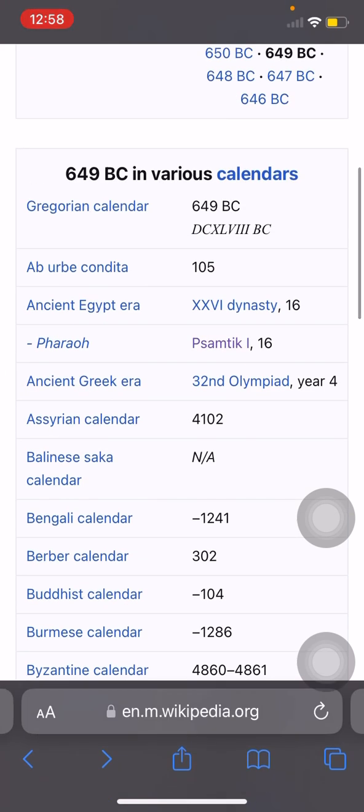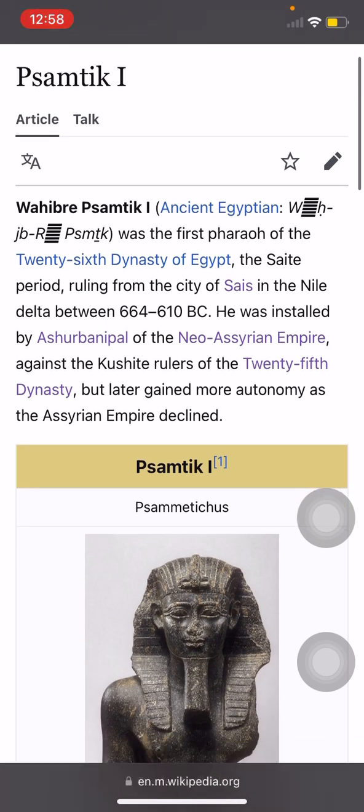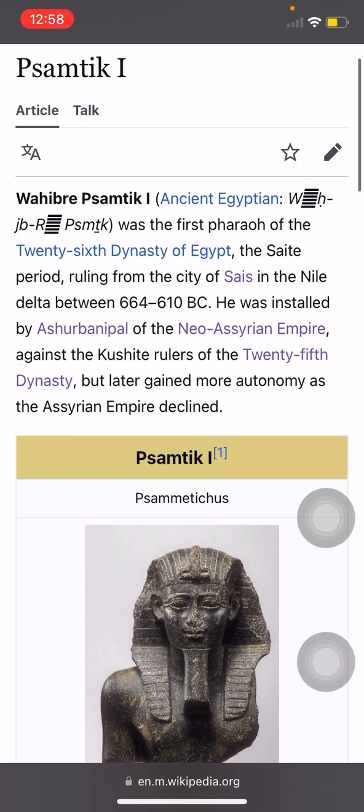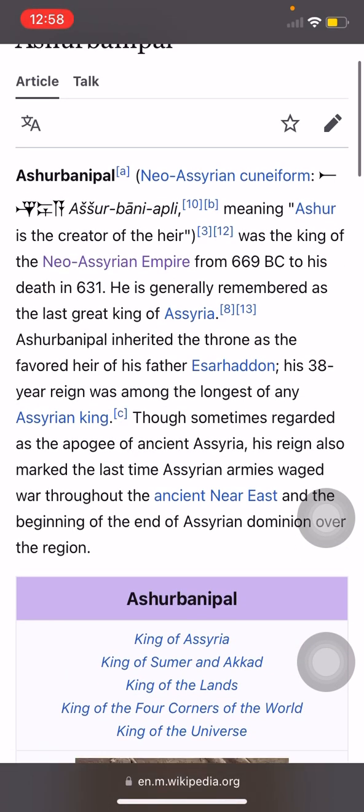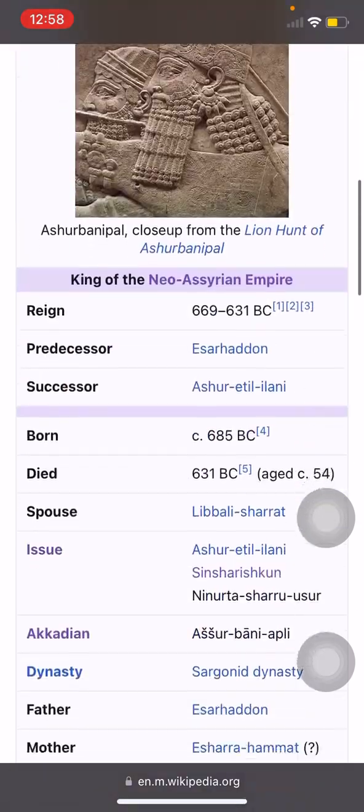So let's click on Psamtik the First real fast. Psamtik the First was the first pharaoh of the 26th dynasty of Egypt, the Saite period, ruler from the city of Sais in the Nile Delta between 664 and 610 BC. He was installed by Ashurbanipal of the Neo-Assyrian Empire against the Kushite rulers of the 25th dynasty. So let's click on Ashurbanipal real quick so we can get a better understanding of who he is. Ashurbanipal was the king of the Neo-Assyrian Empire, generally remembered as the last great king of Assyria.